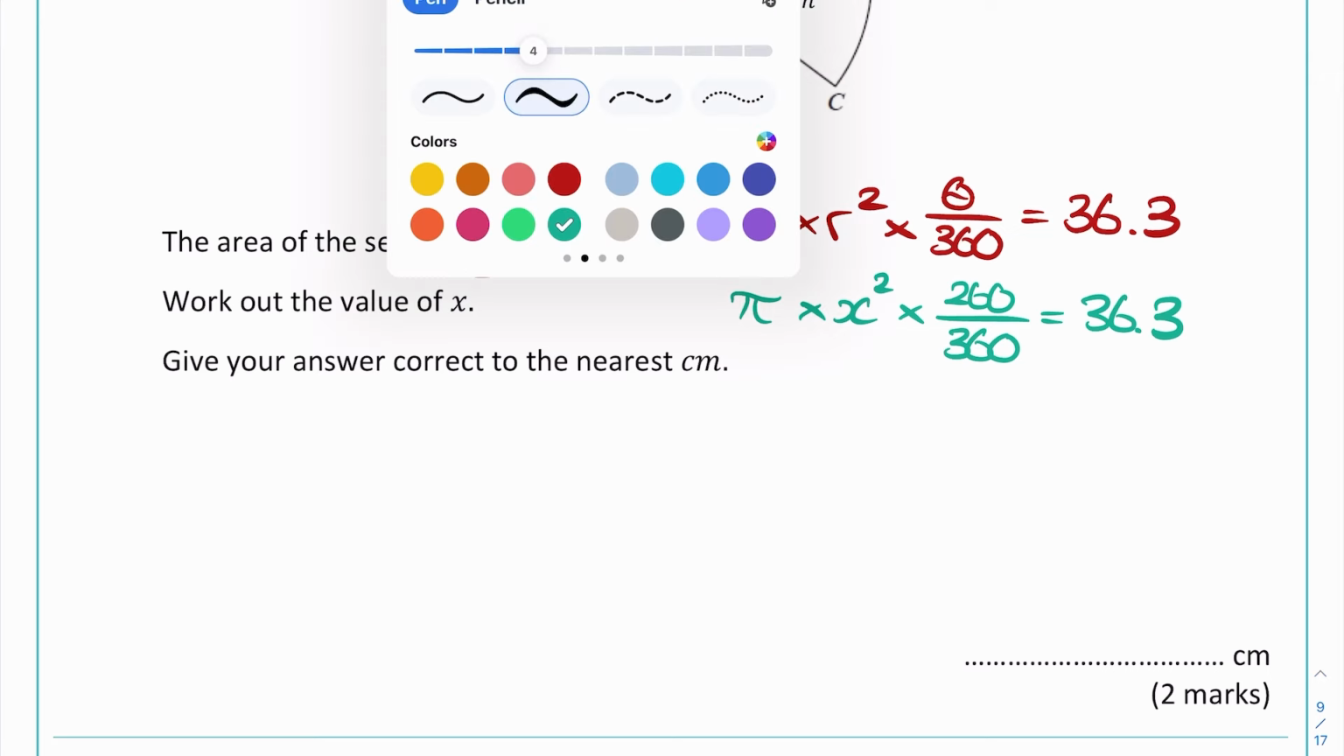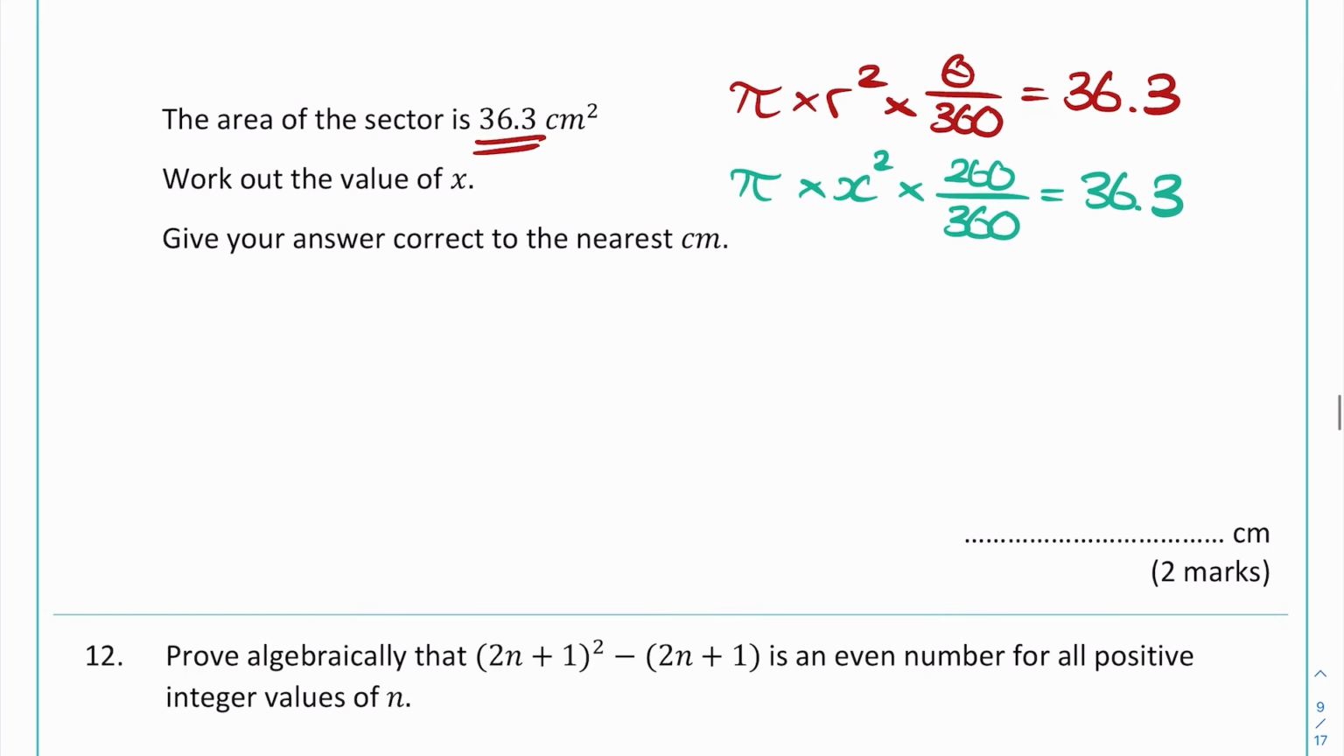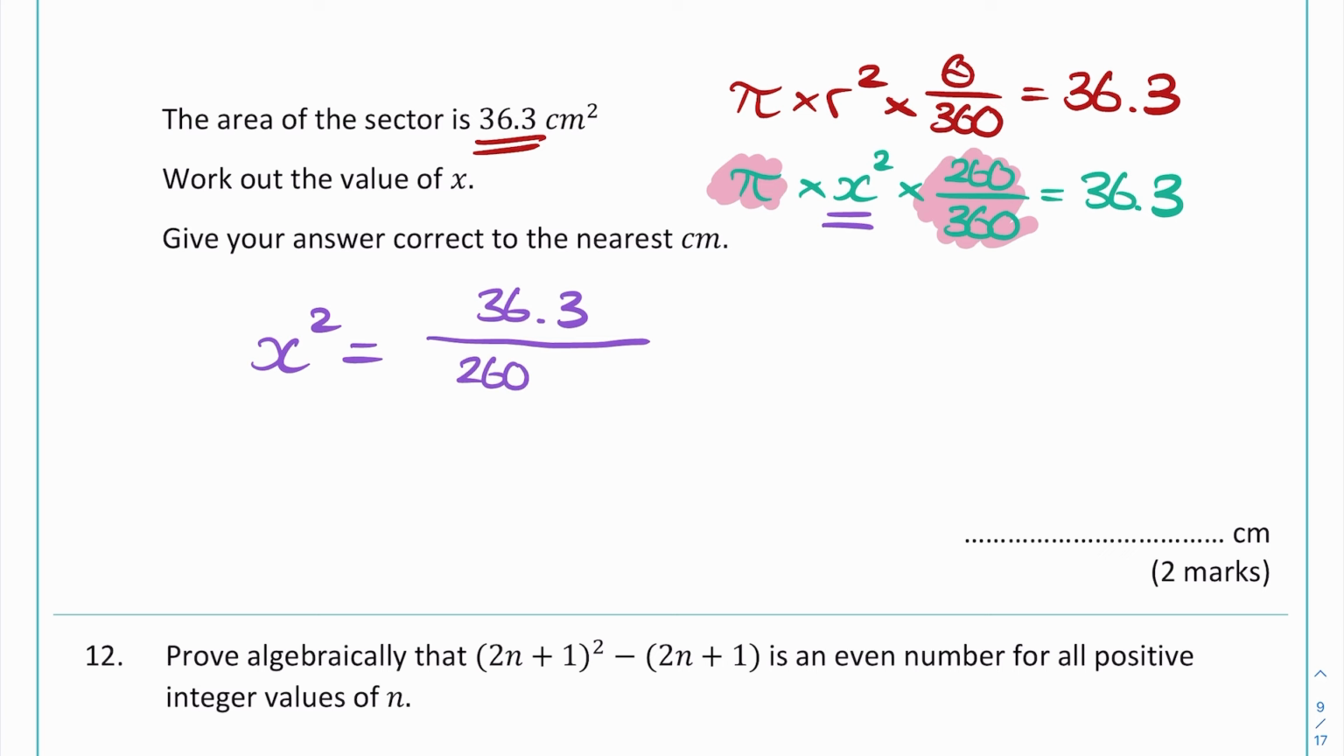So on to the next step, we need to now rearrange this. So what we want to do is leave the x squared on its own. So we can divide both sides by anything else that's on the left hand side. We've got a few bits on the left hand side. We've got pi that we can divide to the other side, and we have this fraction 260 over 360. So it looks a bit messy, but we can say that x squared is going to equal 36.3 divided by 260 over 360 pi.